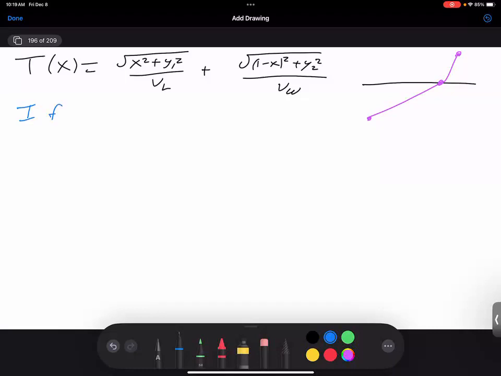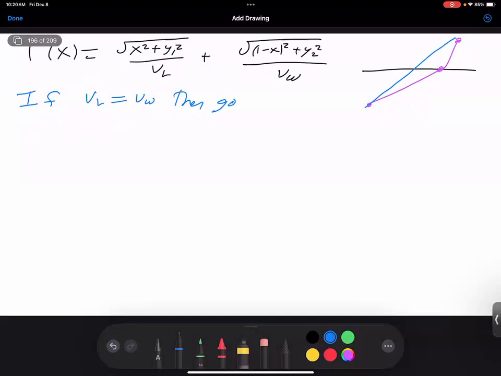Can somebody give me a relationship between VL and VW where we can solve this? If they're equal, then what? Then what path would I want to take? Yeah, just go straight to it. Why would I go? So why would you take the straight line?